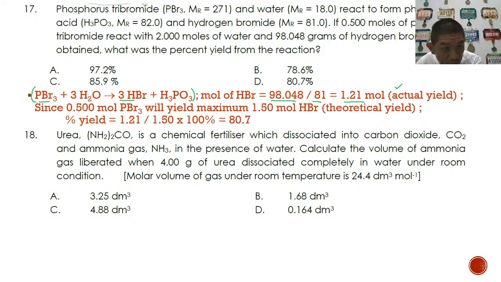So we have 0.500 mole of the PBr3. So the maximum yield that can be obtained from the PBr3 based on this 0.500 is 1.5 mole of the HBr in here. So how do we calculate the percentage yield? You can use the mole concept to calculate. So you get 1.21 divided by 1.50, so you get 80.7. Okay, so here the answer you get is not 80.